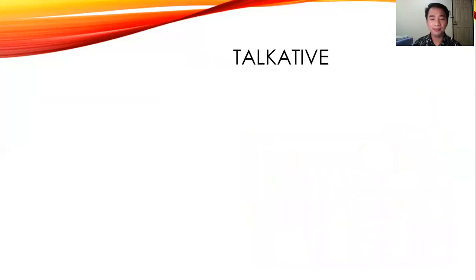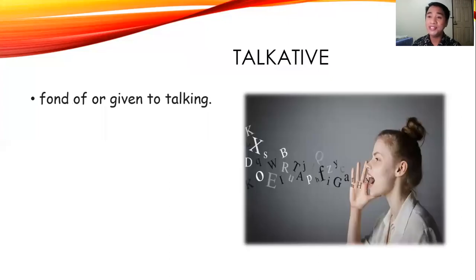Next word, how about the word talkative? What is the meaning of talkative? It is fond of or given to talking. So you like to talk, that is talkative, okay? Fond of or given to talking, talkative. So this is an example. You like to talk, okay?